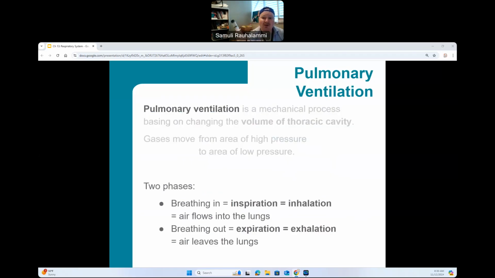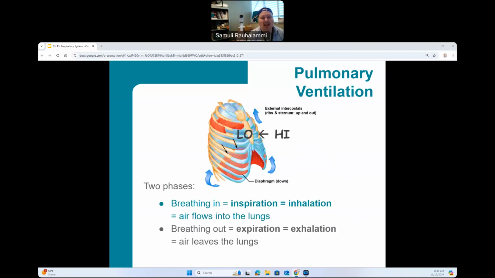There are really two phases to pulmonary ventilation. So inspiration, sometimes known as inhalation, is the process of breathing in, so flow of air into the lungs. And then we're going to have a process of expiration, so exhalation. This is the process of breathing out. And here, air leaves the lungs. We're going to explore each of these in more detail, also paying attention to the structures that assist us to do this. So breathing in is an active process.